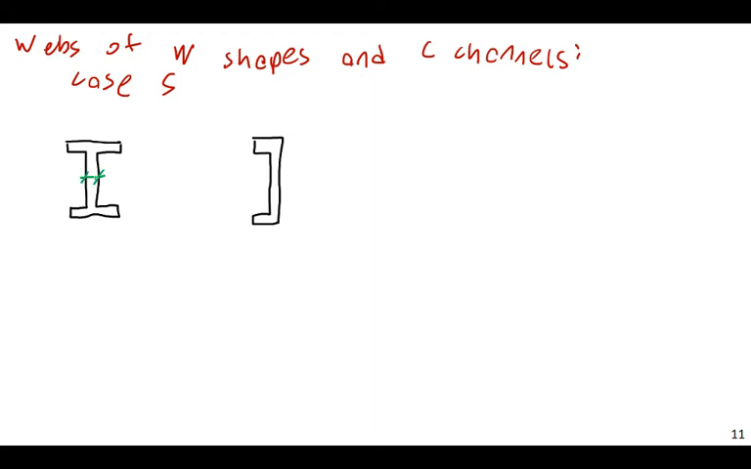And so this is going to be your t_w, and we're going to look at h. This is not going to be the overall depth of the section, but the height of just the unsupported, unstiffened element. So the height here, this is h, and this is t_w.